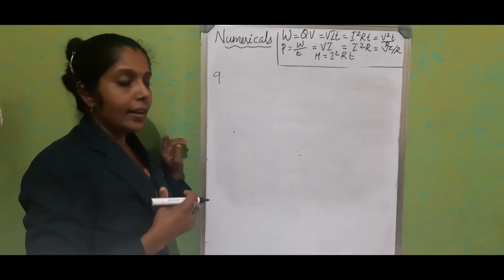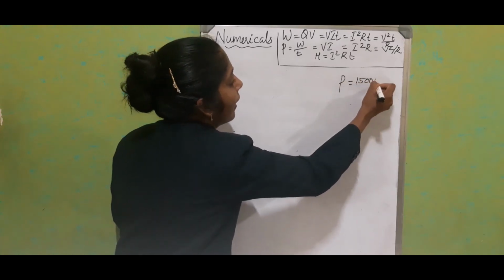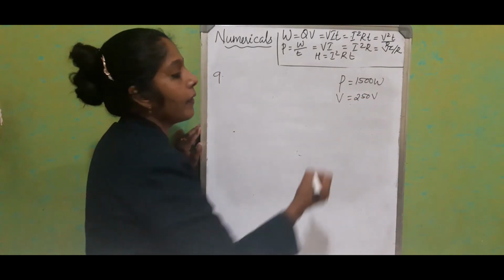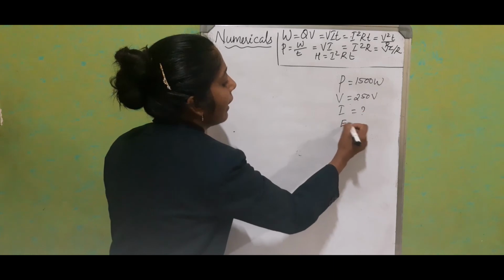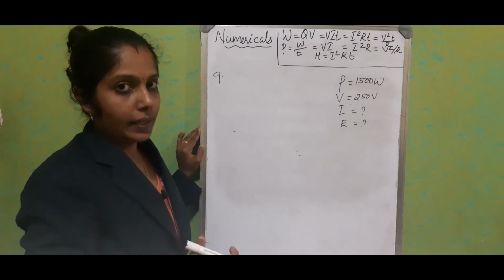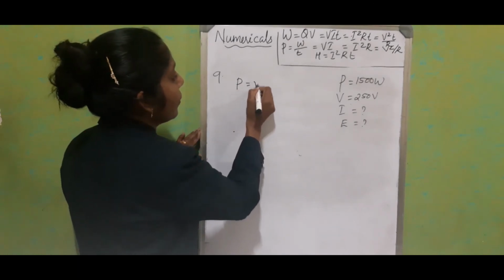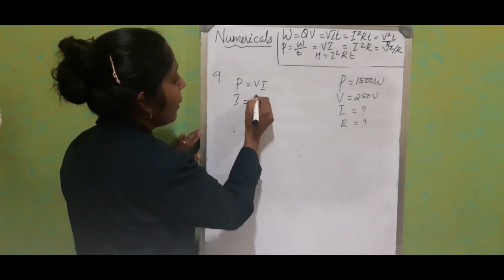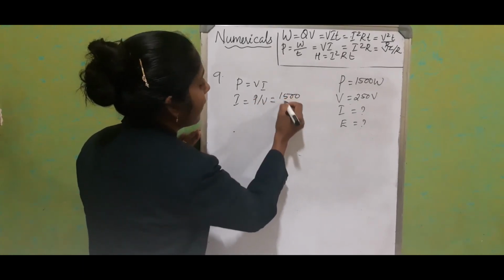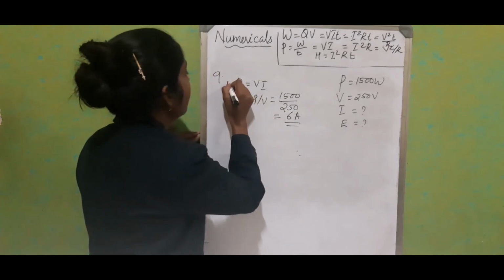In the last question, it's given that a geyser of power 1500 watts is connected to a voltage of 250 volt. We have to find out the current drawn, the energy, and how much amount we need to pay when we consume this much energy. First, let us find out the current drawn. We have the equation P is equal to V into I, so I is equal to P by V. So 1500 divided by 250 is equal to 6 ampere. This is the first part.